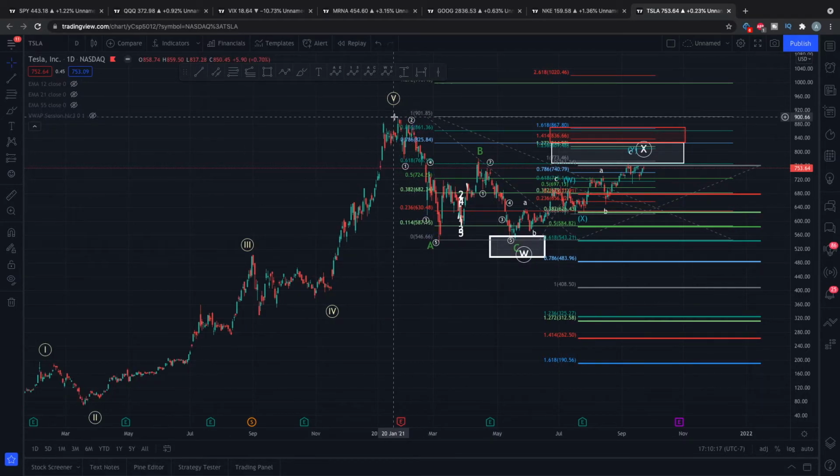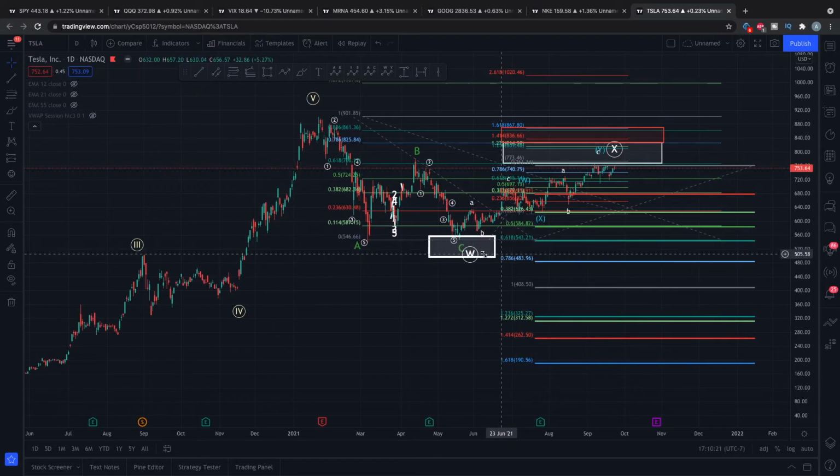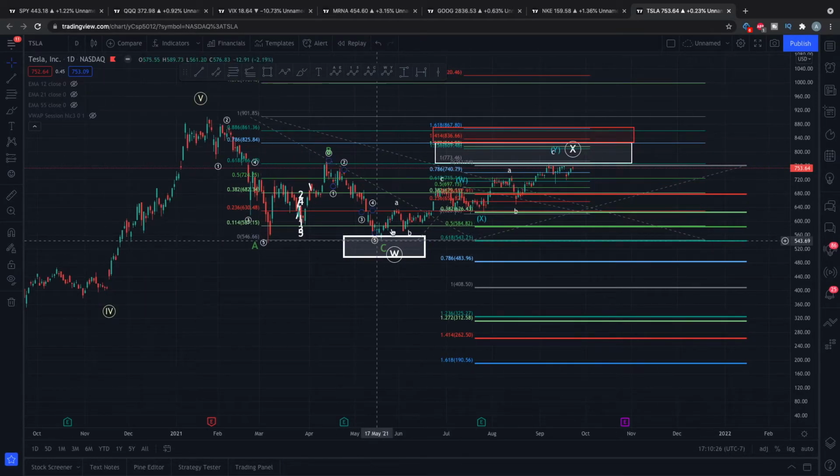So we had an initial ABC move downwards, which formed your W wave, and then we worked upwards for an X wave. And once again, this X wave really tried to stall out. It went ABC, then a W, and then an X, and then a Y, and then an ABC. So this is kind of what I'm a little bit fearful of in the indexes. I don't want it to form a similar pattern.